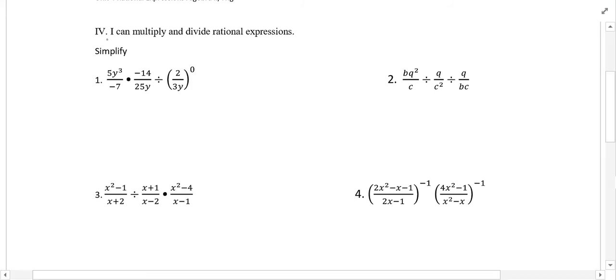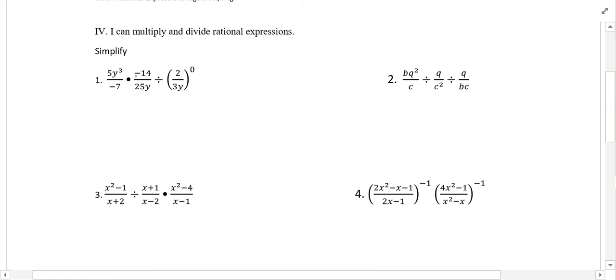All right, so Roman numeral 4 here says, I can multiply and divide rational expressions. So it's asking us to simplify. So remember when you're multiplying or dividing fractions, it all needs to be in terms of multiplication. So in order to divide fractions, we multiply by the reciprocal.